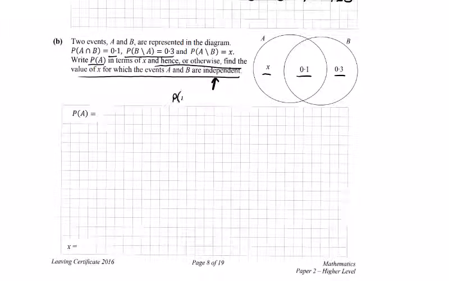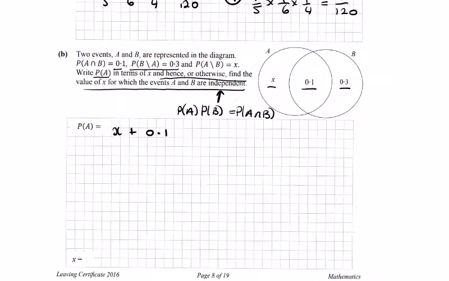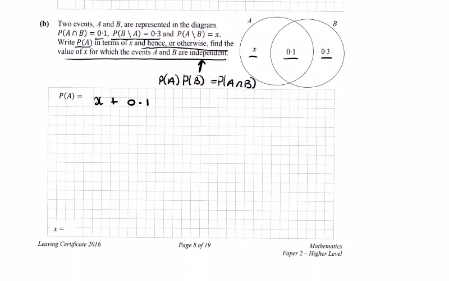So probability of A by the probability of B is equal to the probability of A intersection B for independent events. Well, the probability of A is just equal to X plus 0.1. That's all they're looking for there. And that's it. Yeah, that's it for this question. So that's just really simple part 2 here.